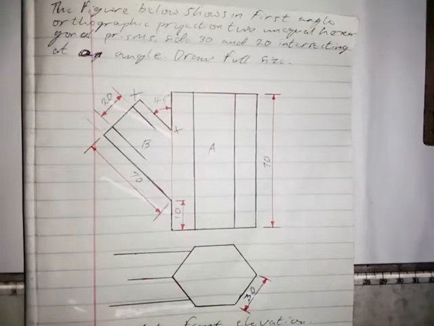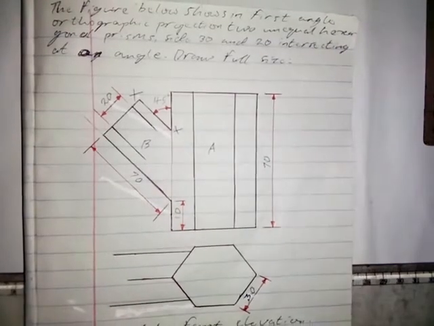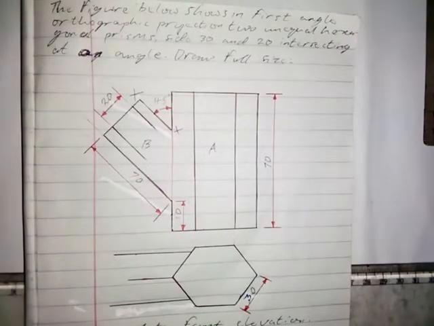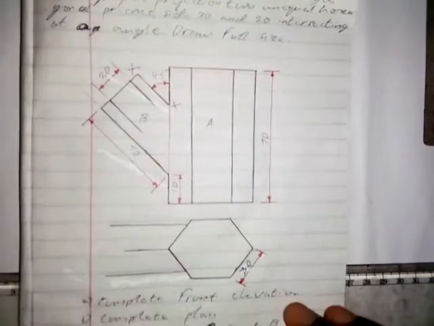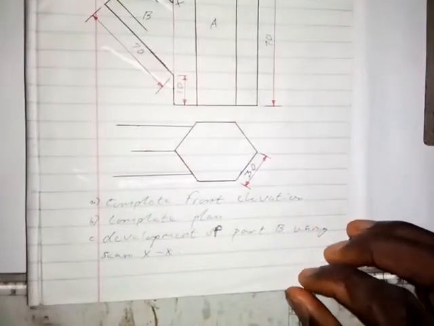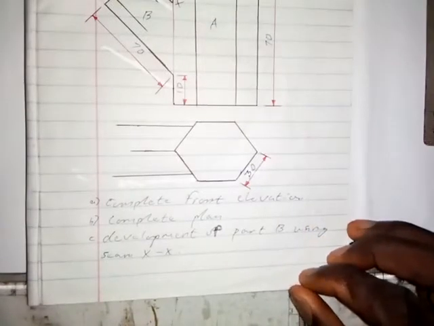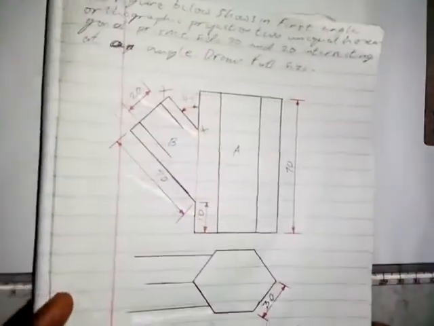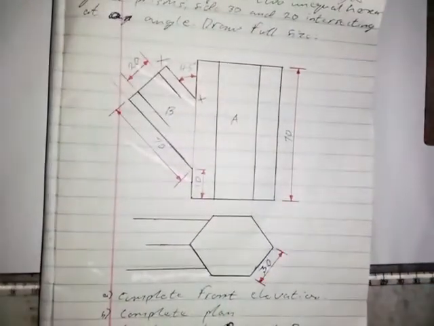And on the paper here, we have the figure below shows in first angle orthographic projection, two unequal hexagonal prisms, side 30 and 20, intersecting at an angle. Draw full size complete front elevation. That is question A. Question B says complete plan. Question C says development of part B using seam XX. Okay, so that is the question that we want to solve here with this diagram.